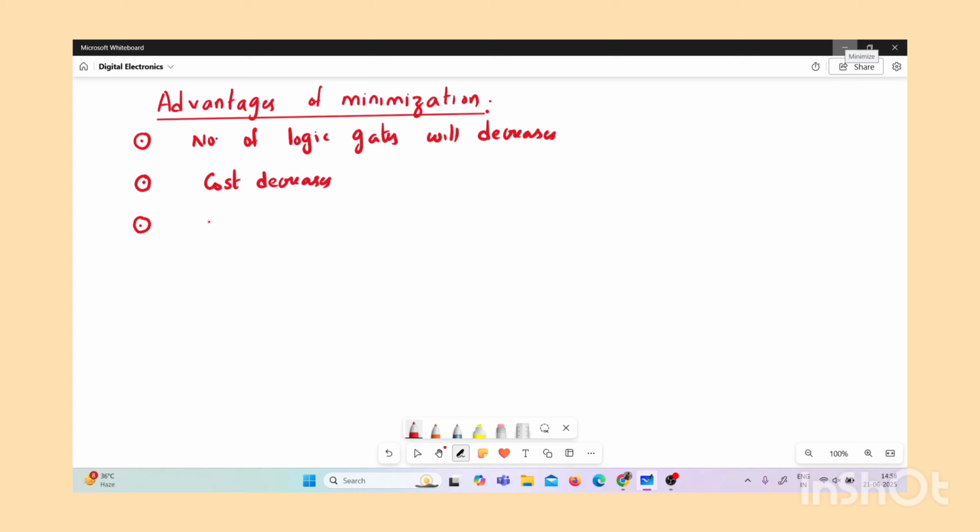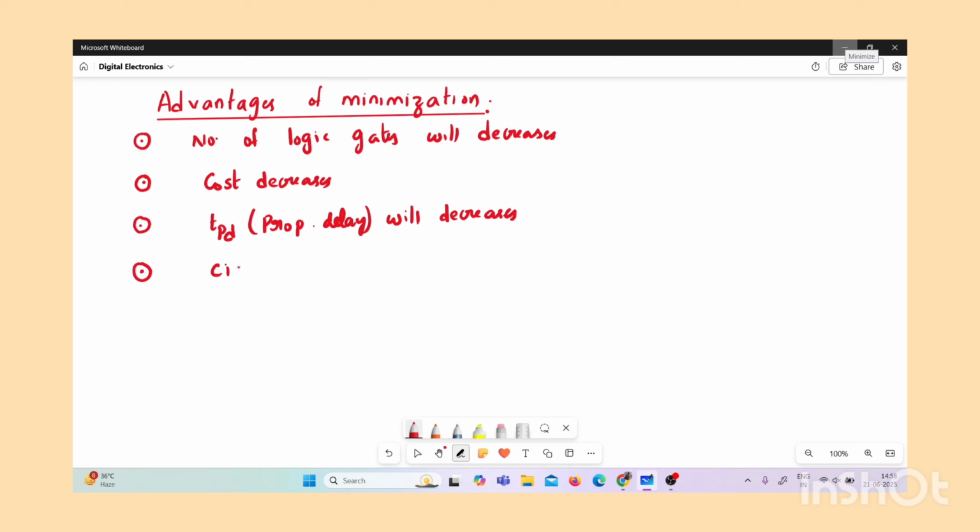And when the number of logic gates is very small, then you may get the output very fast. That means the propagation delay. Here propagation delay means the time taken by the circuit to get the output after applying the input. That is propagation delay. The propagation delay is also reduced.